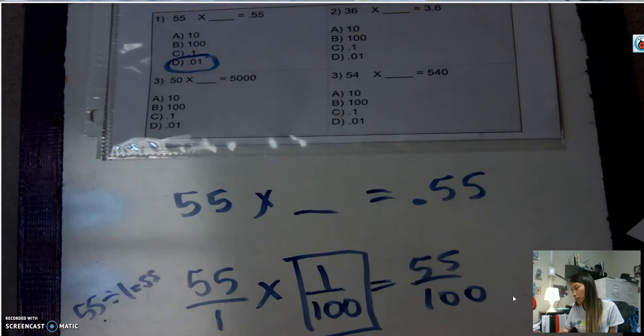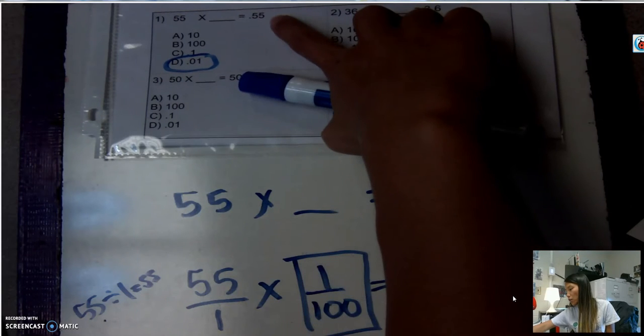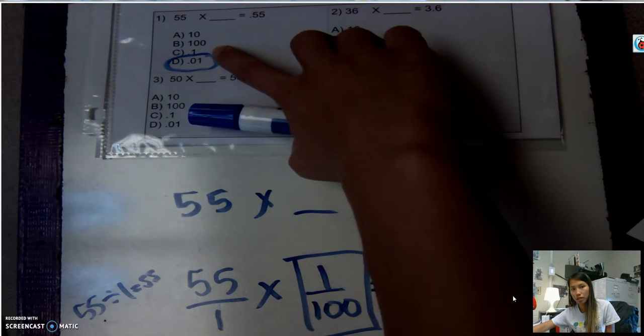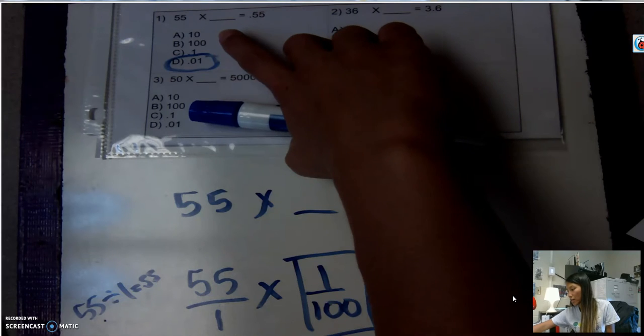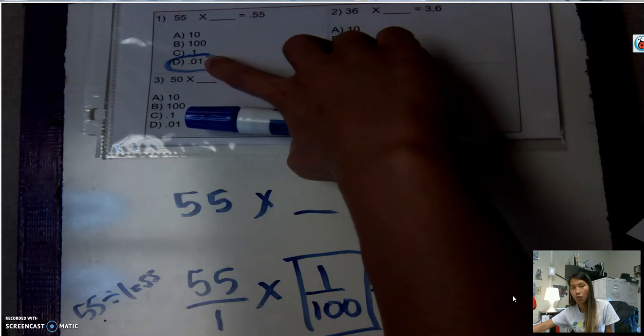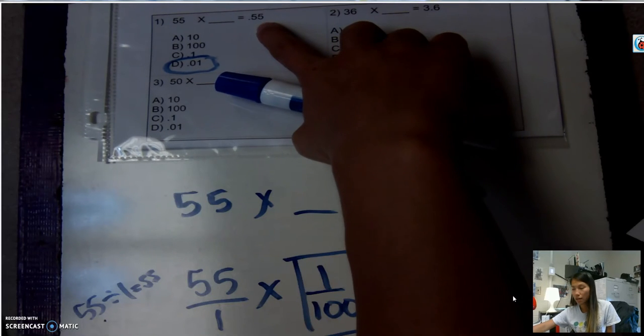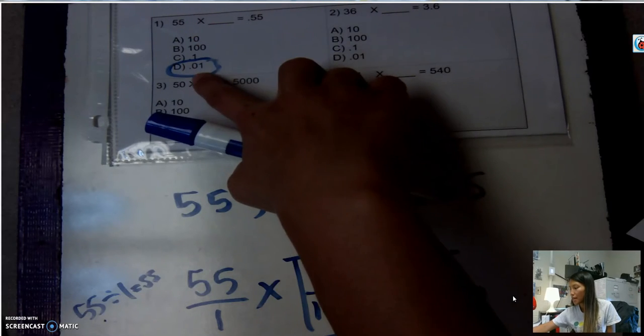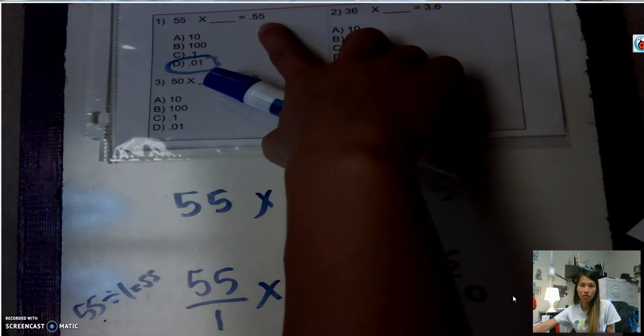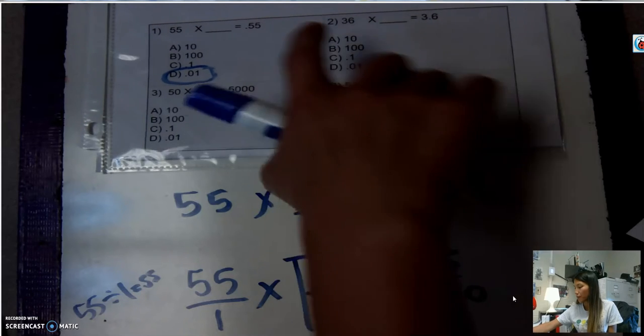And I know that because it's getting smaller. So I know I need to multiply it by a number smaller than that. Okay? It's getting 1/10 smaller, and now it's getting 100 times smaller. So this answer actually is 100 times smaller than that answer. So I know that if I multiply 55 times 1/100, I will get 55 hundredths. Let's practice with the next one.